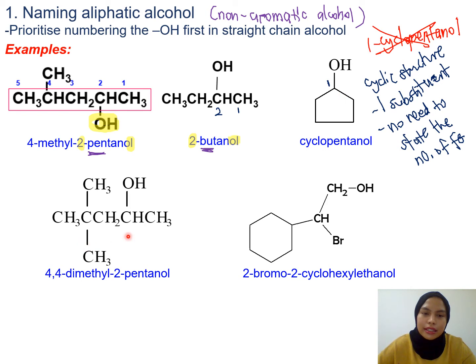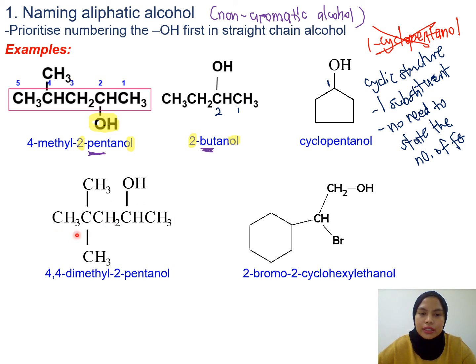Okay, and then next, if you see this molecule, you need to find the longest carbon chain, and I believe the longest carbon chain ada 5. 1, 2, 3, 4, 5. Instead of 1, 2, 3, 4, 5, sama je. Okay, and then next, you need to numberkan the carbon. Okay, so sekarang ni tak kisahlah you kira ke sini, semua ada 5 kan.